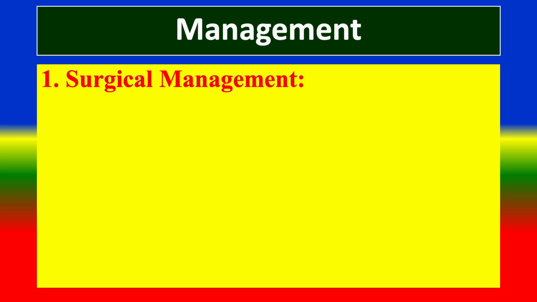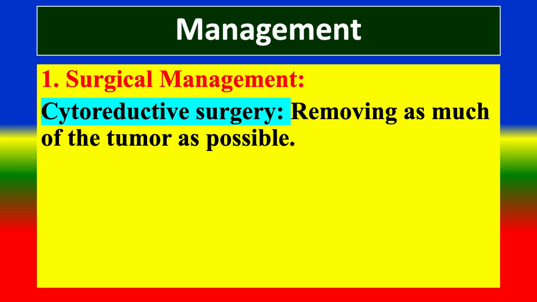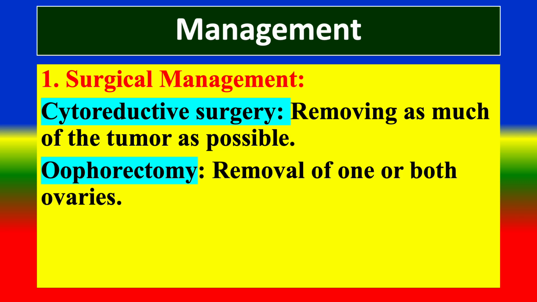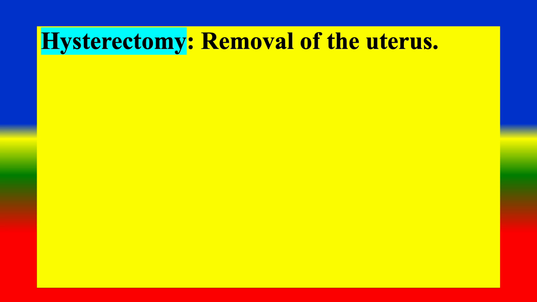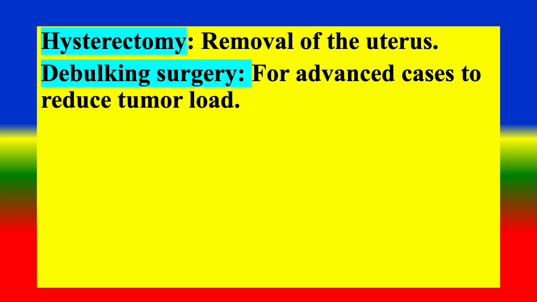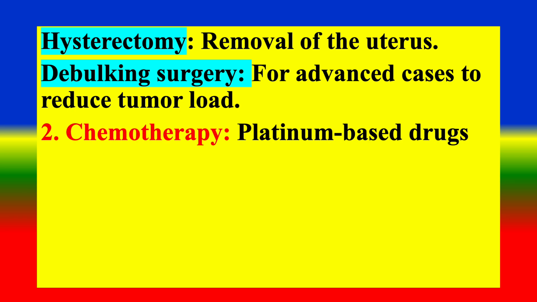Management. 1. Surgical management. Cytoreductive surgery, removing as much of the tumor as possible. Oophorectomy, removal of one or both ovaries. Hysterectomy, removal of the uterus. Debulking surgery for advanced cases to reduce tumor load.